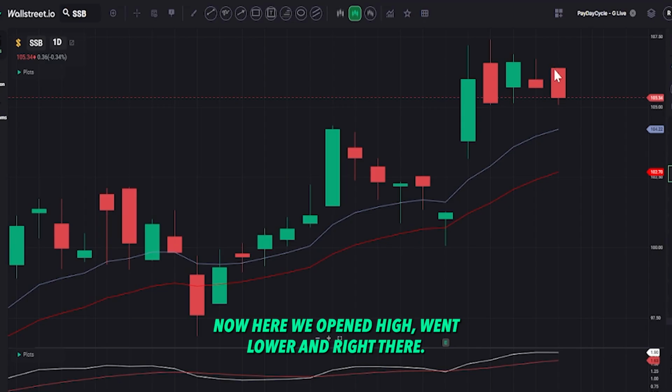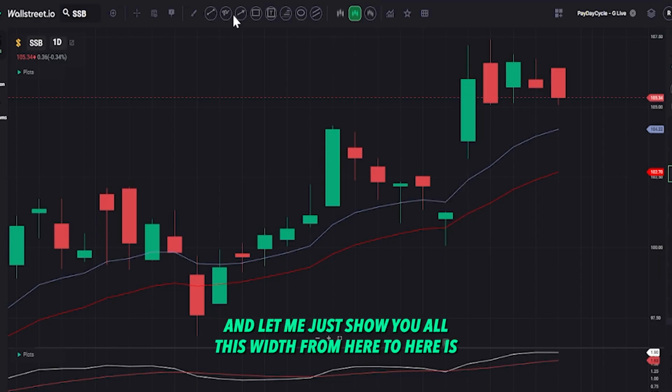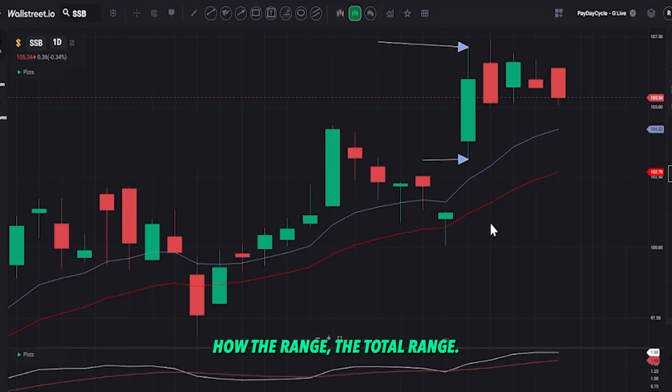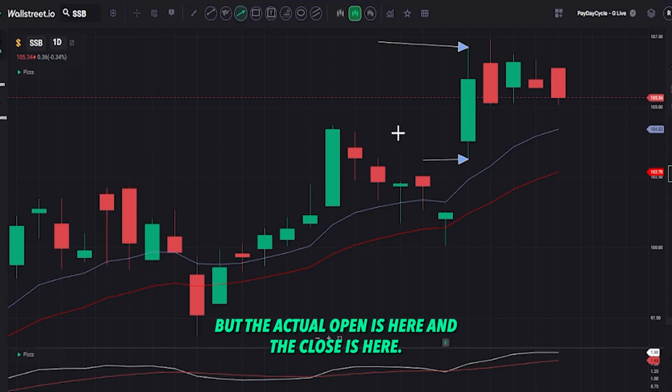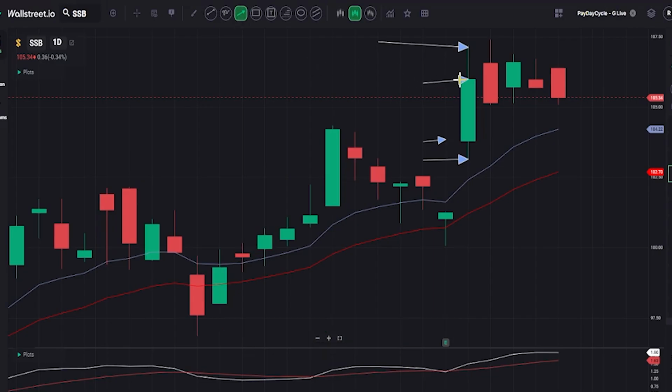Now, here we opened high and went lower, and we can read that because it opened higher, went lower. So that's regular candles. Like this one here, we can see how wide it was. All this width from here to here is the total range. But the actual open is here, and the close is here.